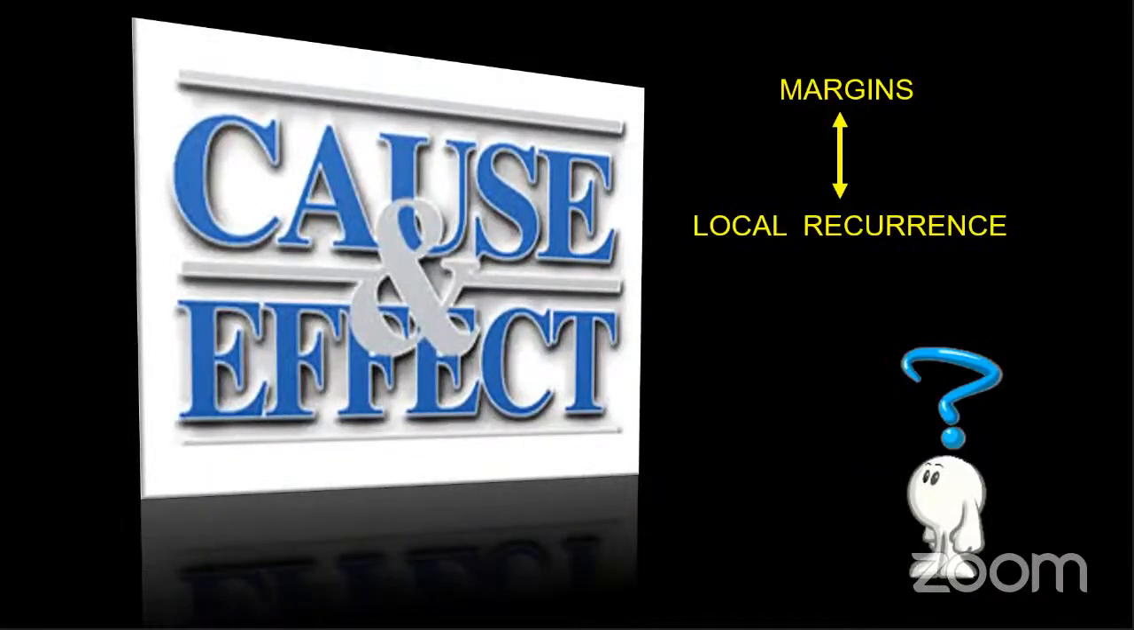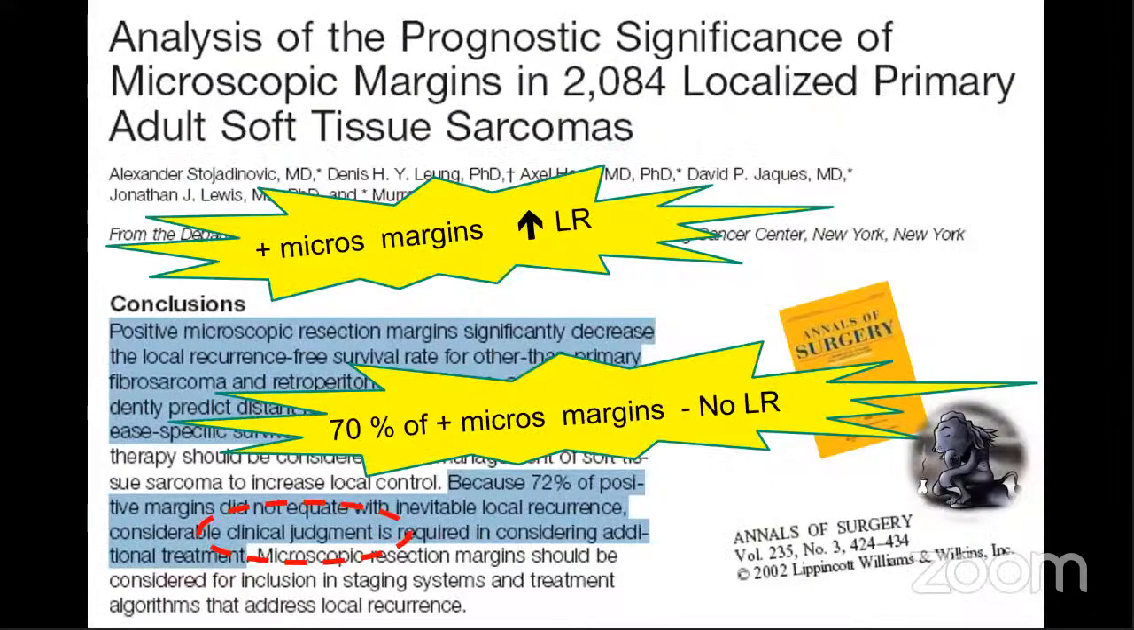But why are we speaking of these margins? And that is because they have an impact on local recurrence. What is the impact of these margins on local recurrence? We all know that microscopic margins will lead to increased local recurrence. But that does not mean that every person gets a local recurrence. In fact, only about 30 to 40% of positive margins get a local recurrence. It's not that every case gets one. And that is why clinical judgment is very critical.